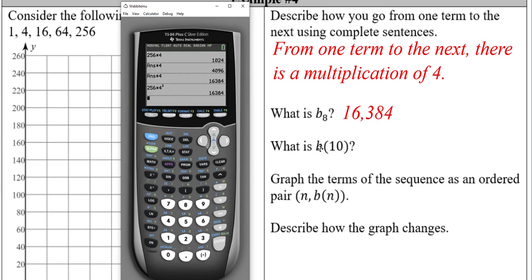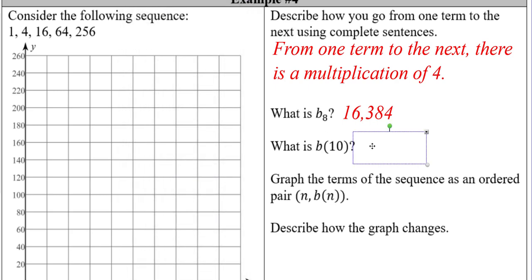So let's look for b of 10. We know that 256 was our 5th term. We know we're multiplying by 4. We know we need the caret. Okay, and how many more terms are we looking for? If we have 5, we need 10. We're looking for 5 more. So we do it to the 5th power. That's going to give us 262,144. Let's see if that is correct. That is correct.